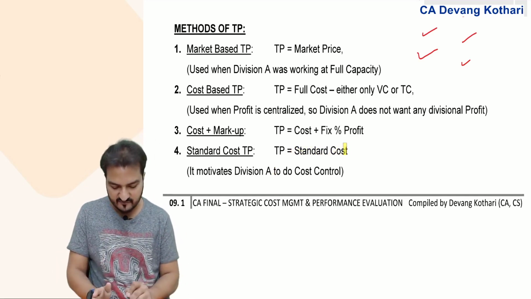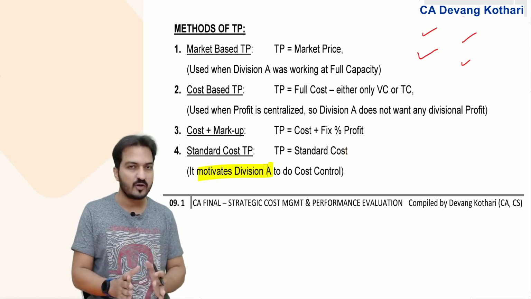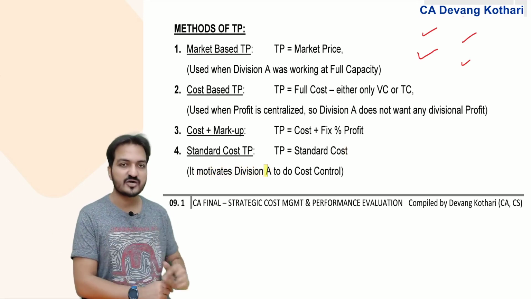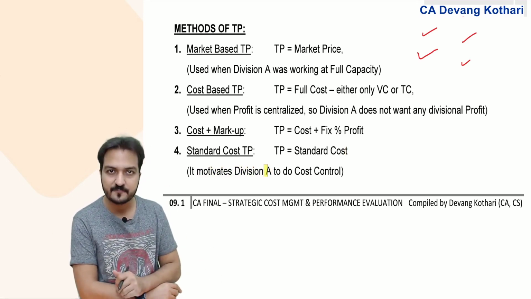This will motivate division A to do cost control. It will motivate division A to keep its actual cost within the standard, because the transfer will be done at the standard cost only. Done?